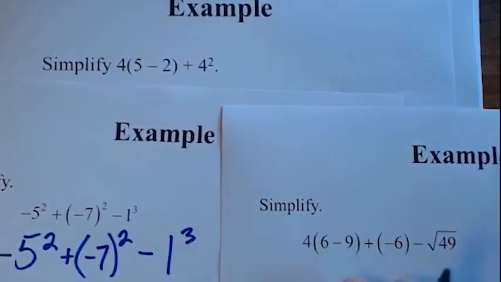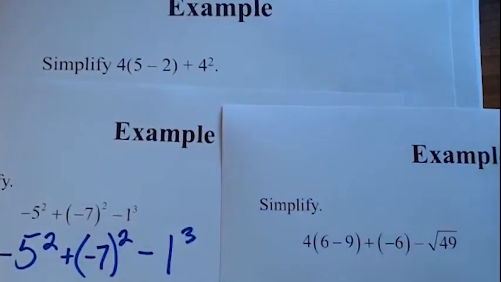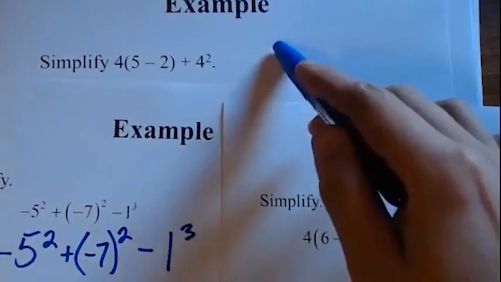And then over here, we have 4 times the quantity 6 minus 9 plus negative 6 minus radical 49. So go ahead and do these 3. And pause, because I'm going to start the answers right now, starting with the top.